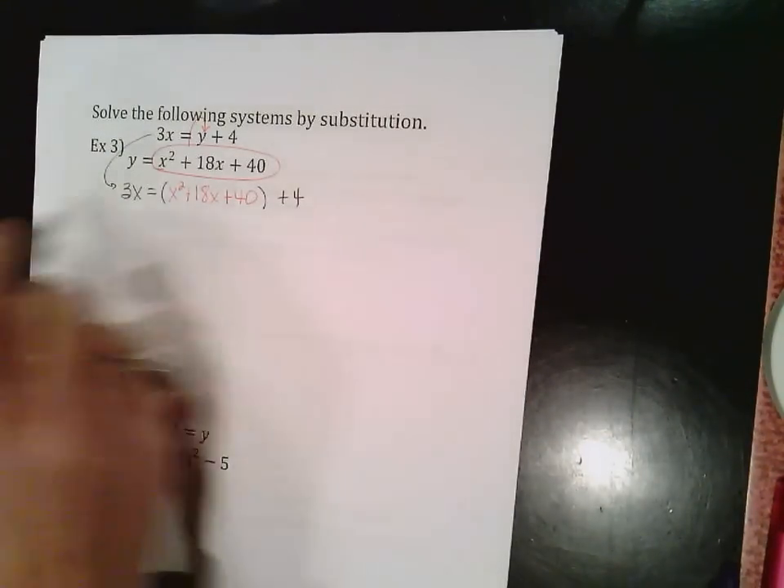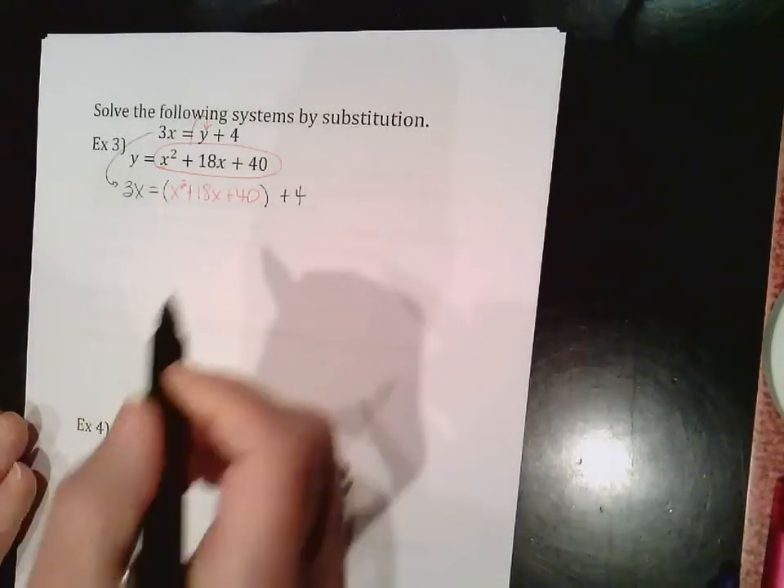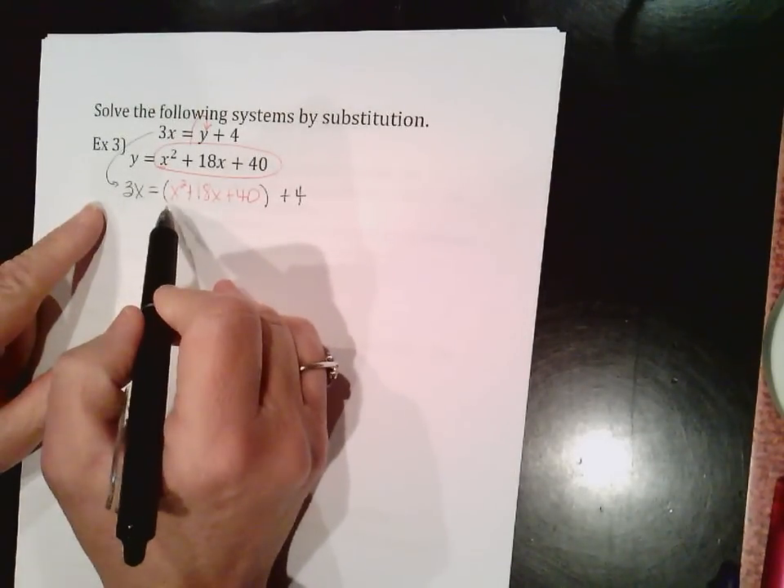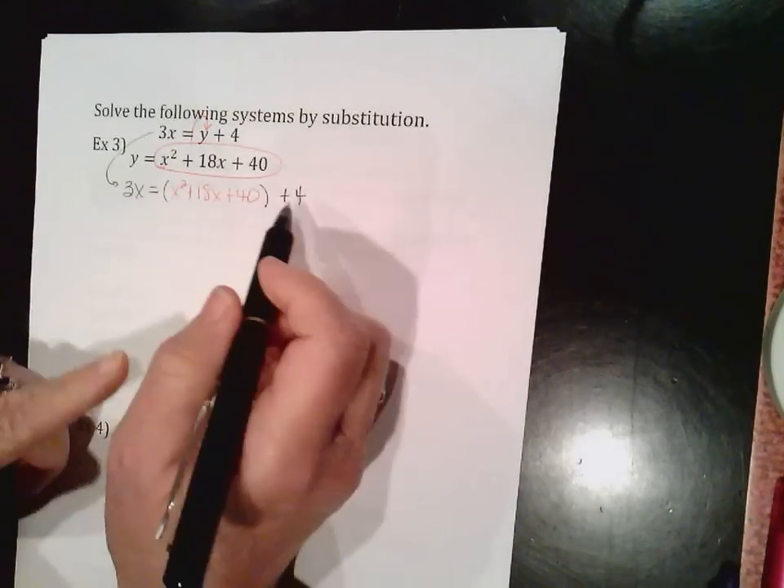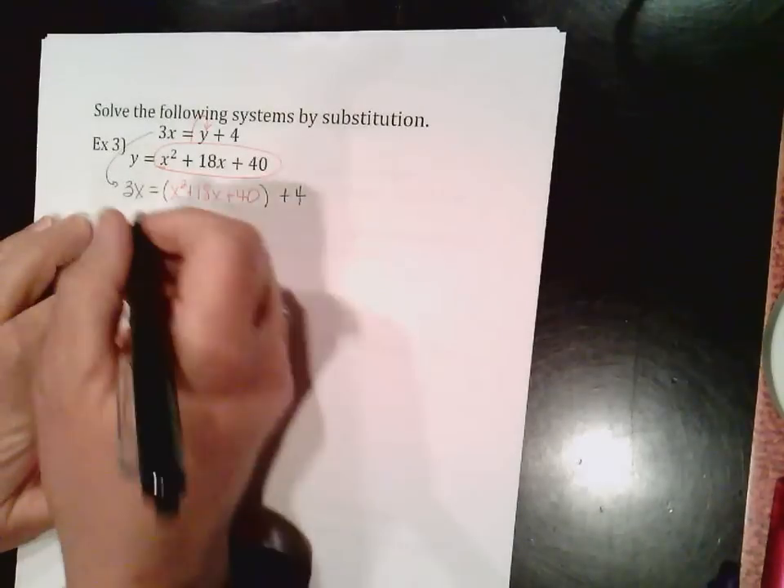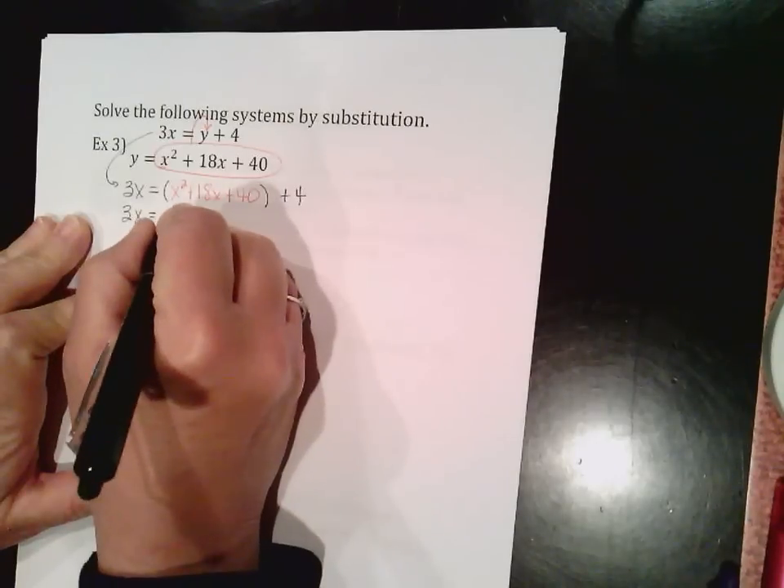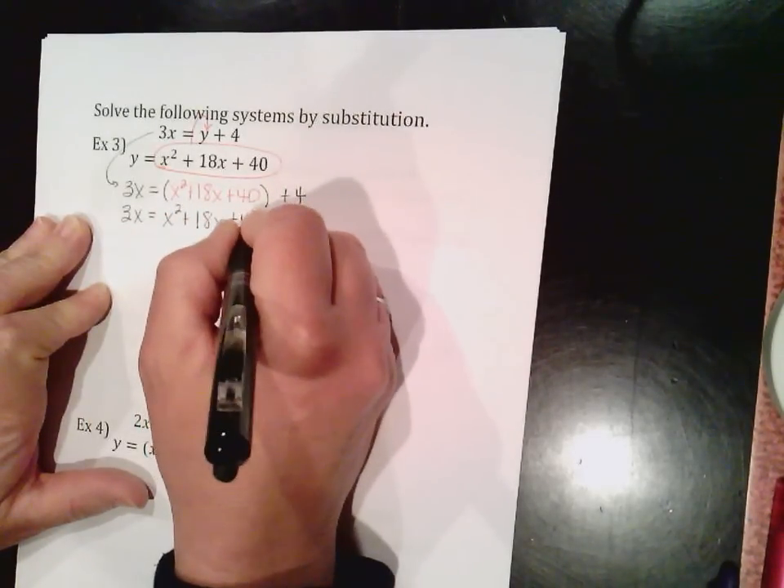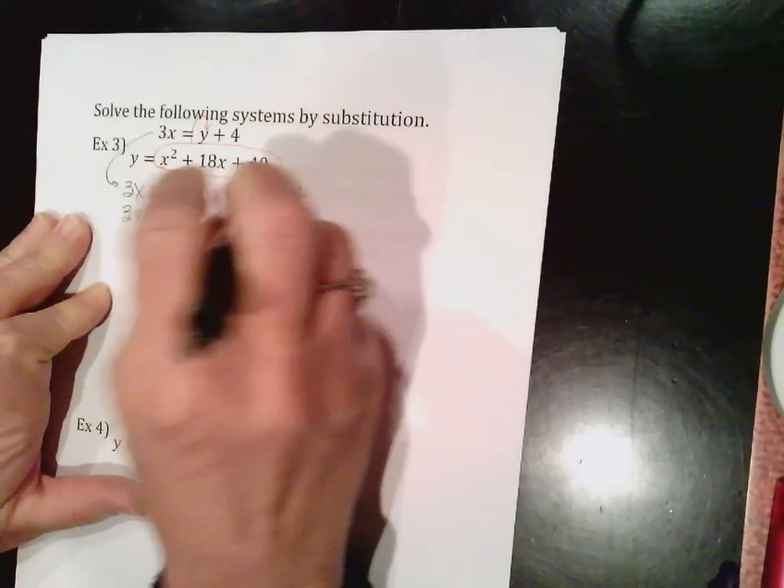Now everything here are x values, so I can solve for x. In order to solve for x, though, I'm going to have to use one of my ways of solving quadratics. Since it's a quadratic, I need to combine like terms and move everything over and set it equal to 0. So we'll do that one step at a time. I'm going to combine like terms on the right side first. So I have x squared plus 18x plus 40. And actually I can combine 40 and 4, so that's plus 44.